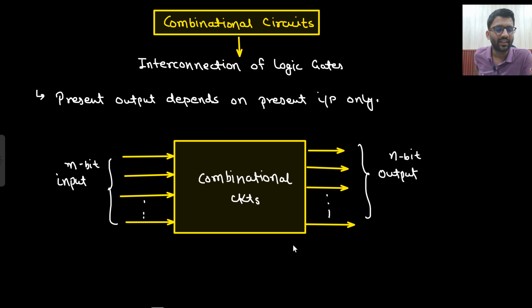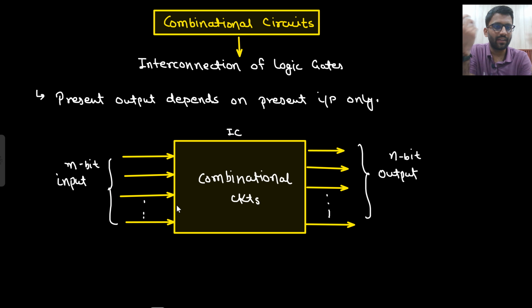So what is a combinational circuit? In the first chapter I told you we will make an IC. And how will we make an IC? By interconnecting logic gates. So in a combinational circuit, this is what we do: we interconnect logic gates. This would be our IC. And why are we doing this interconnection? So that in this particular IC, if we give some particular input, it can produce some particular output. There will be an m-bit input and it can give us an n-bit output.